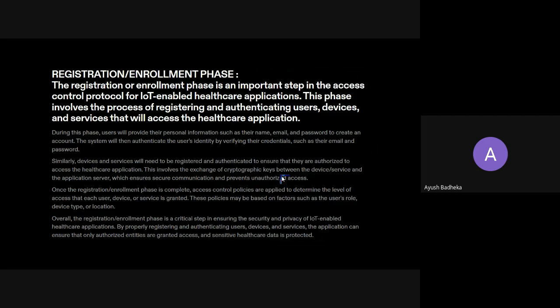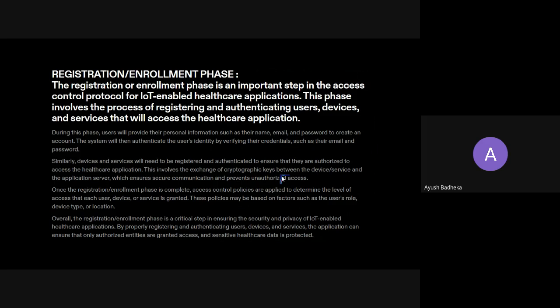During this phase, users will provide private and personal information such as the name, email, and passwords, which is important to create an account. The system will then authenticate the user's identity by verifying the credentials, such as the email and password. That is going to be the prominent thing. Similarly, devices and services will need to be registered and authenticated to ensure that they are authorized to access the healthcare application. This involves the exchange of cryptographic keys between the device, the service, and the application server, which ensures secure communication and prevents unauthorized access.